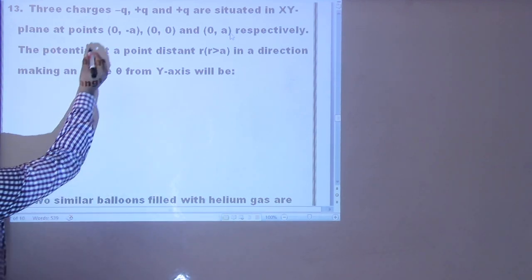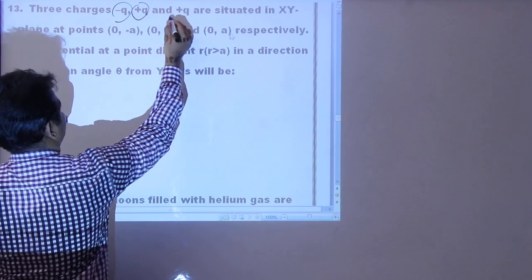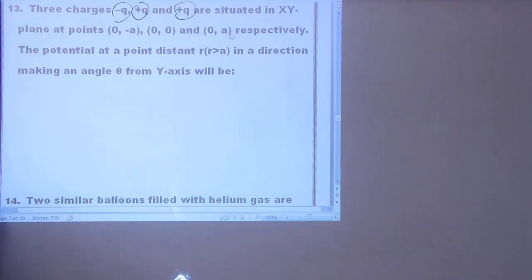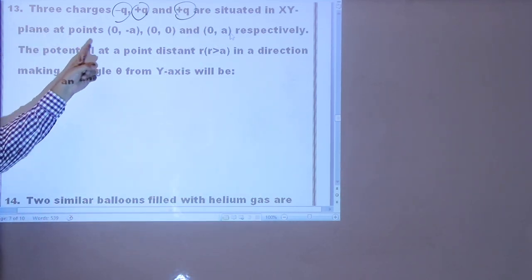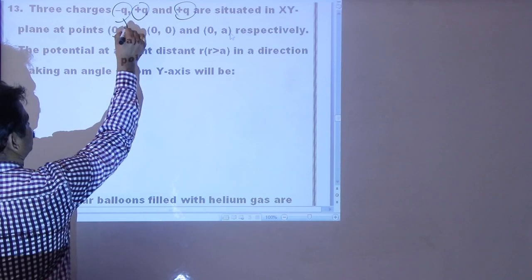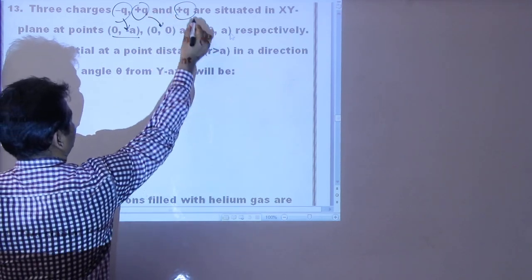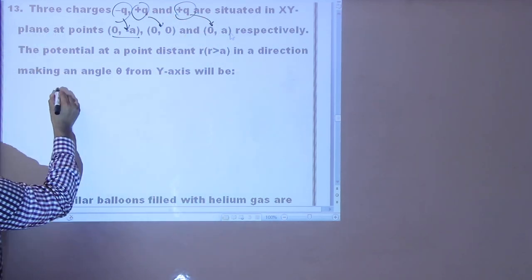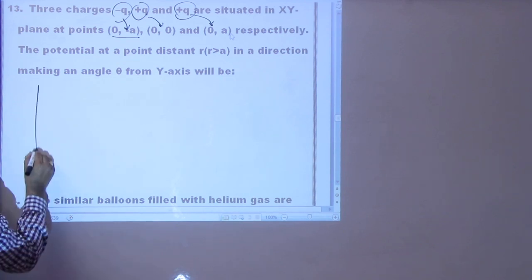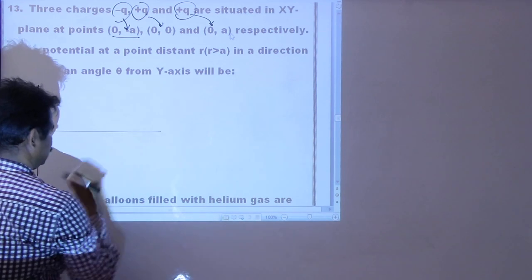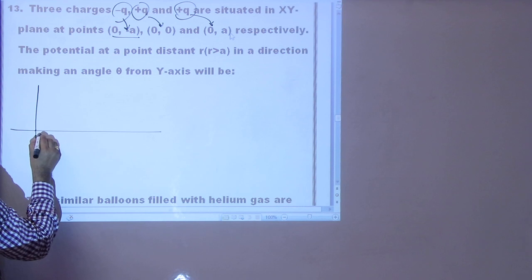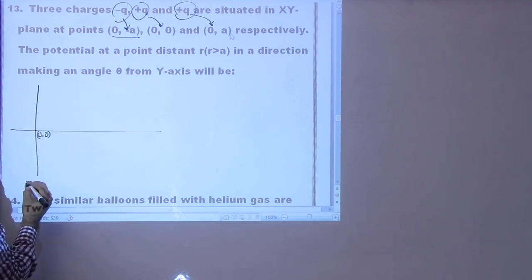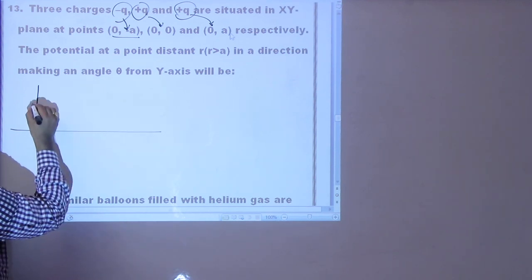So this is problem number 13. Three charges minus q, plus q and plus q are situated in the xy plane at points, the first point minus q is here, plus q is here, and one more plus q is here. So let me draw this one. This is the y-axis, this is the x-axis. This point is 0, 0.